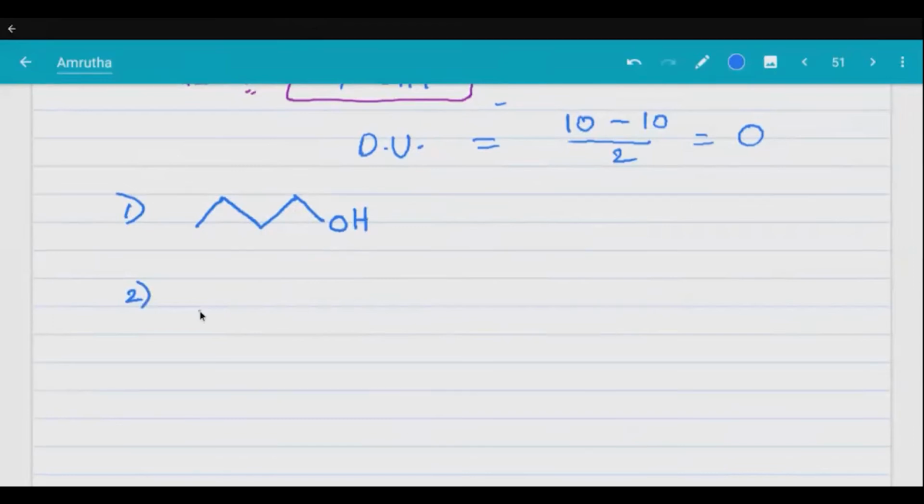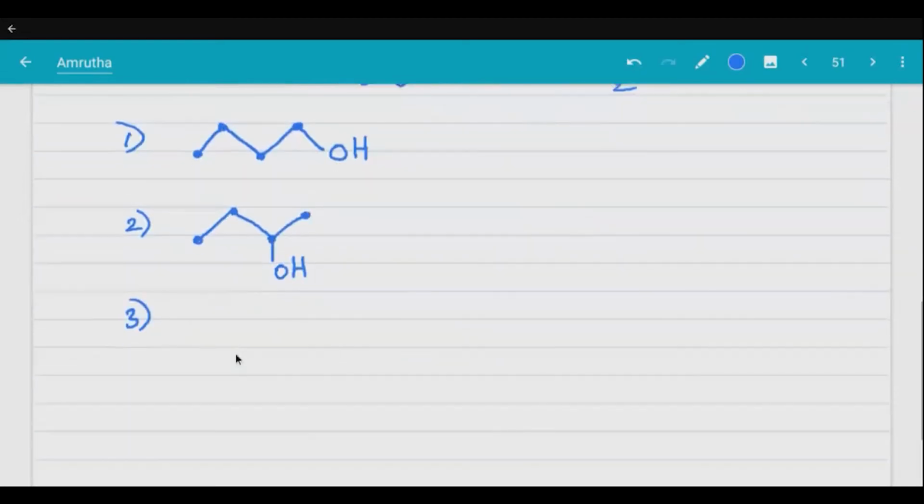Second one, how do you write? 1 2 3 4. See, each dot here represents a carbon. This is bond line formula. So 4 carbons here, and now I changed the OH position. 1 butanol it is, 2 butanol. Next one. Now the 4 carbon chain is over. There's no other possibility, right?